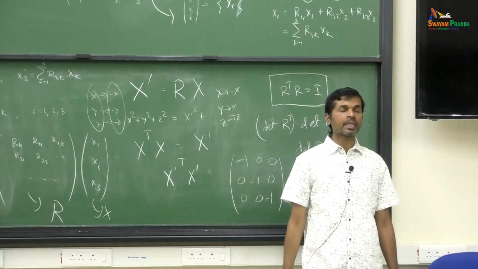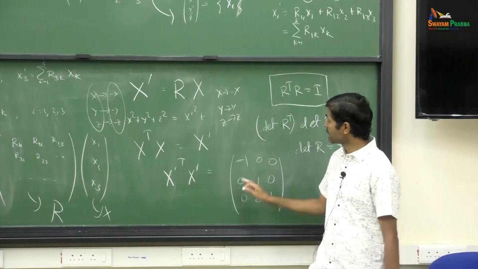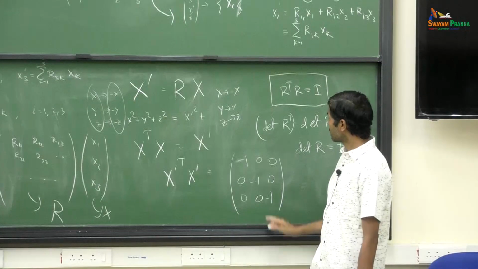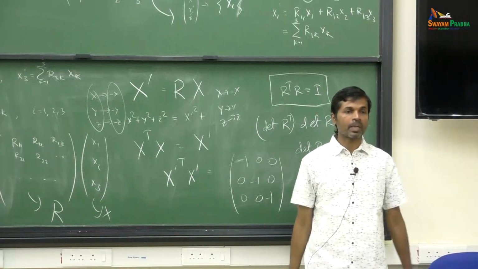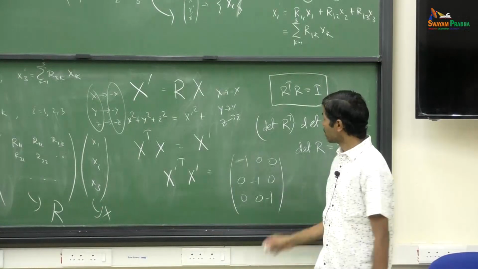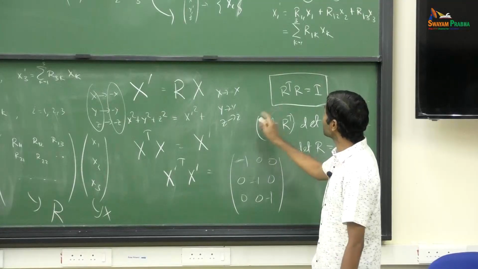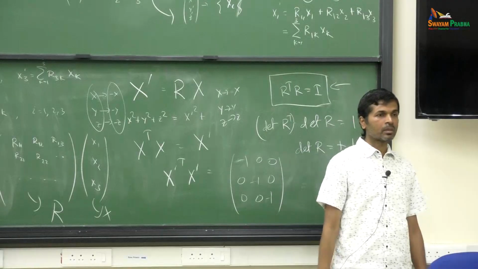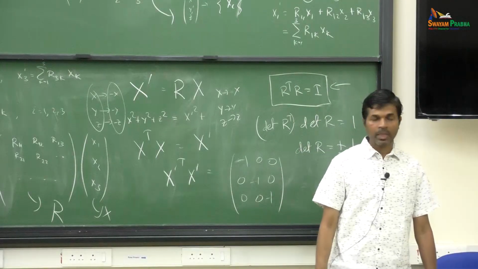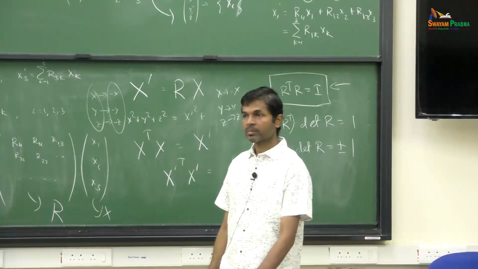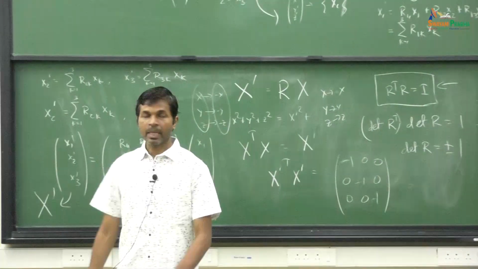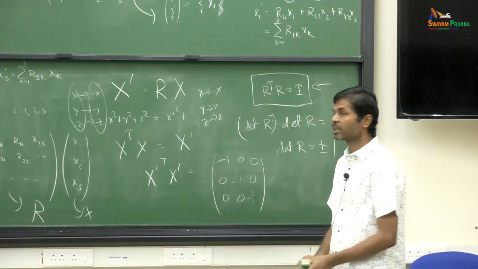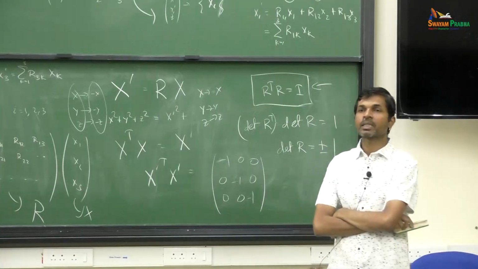This is called the parity transformation. This is a discrete transformation, and it has determinant minus 1. All other transformations which satisfy this have determinant plus 1, and they are all rotations. And from this relation, you can see why there are only 3 parameters.